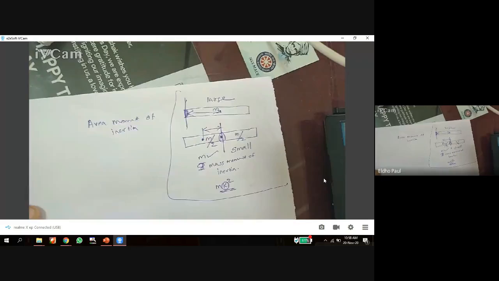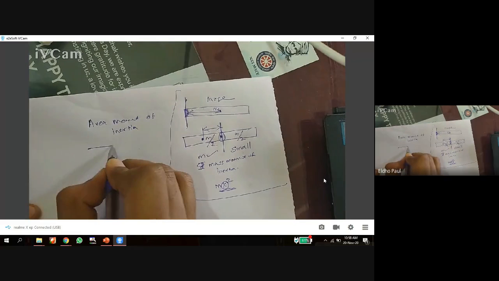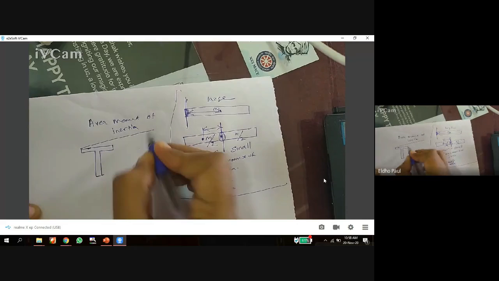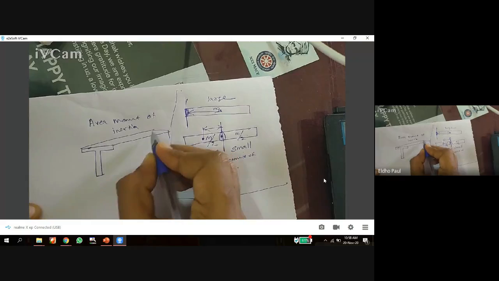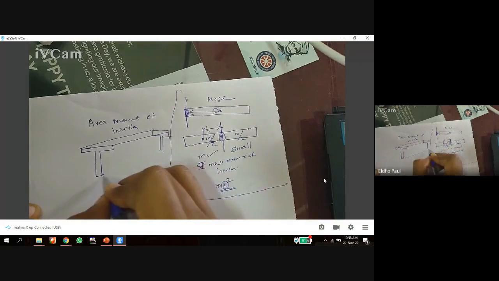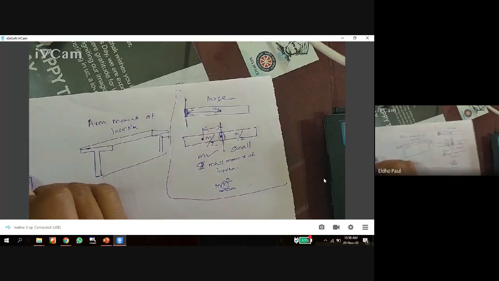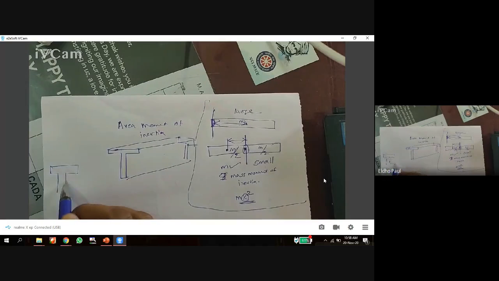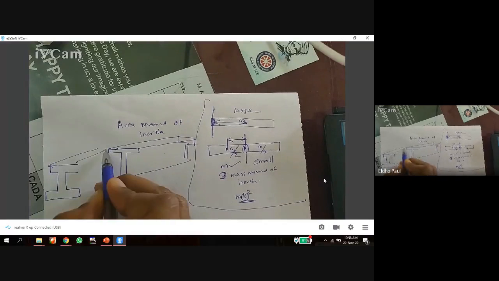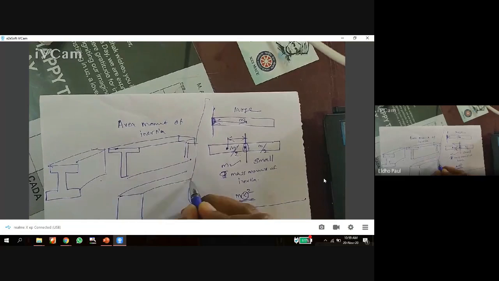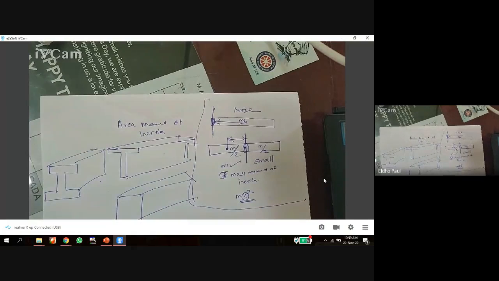Okay, and you may see different types of beams. For example, in your truss works, you can see T-shaped beams. The cross section is like a T. T-shaped beams or I-shaped beams. We can see an I-shaped beam. The cross section is like an I shape. Or we can see rectangular shaped beams. Rectangular shaped beams you can also see in your truss works.